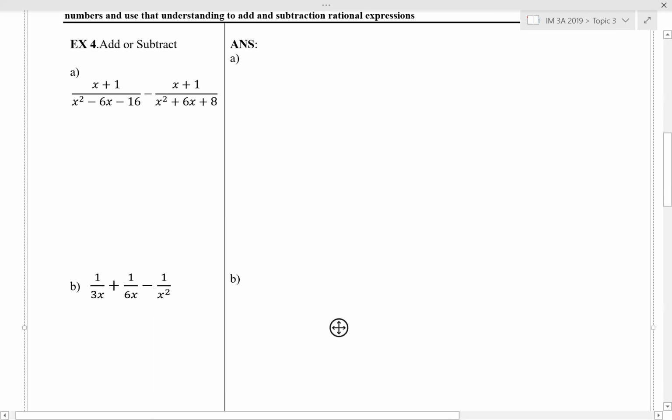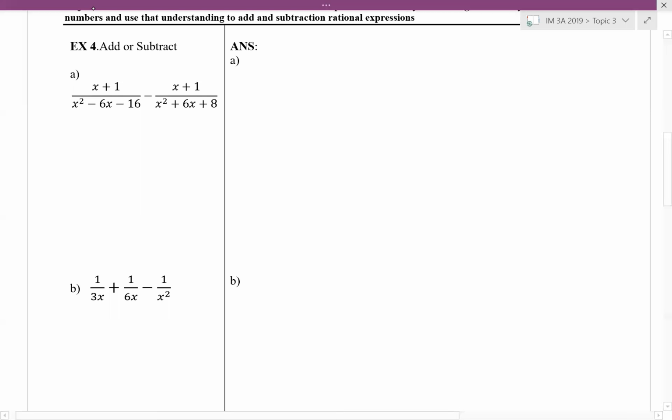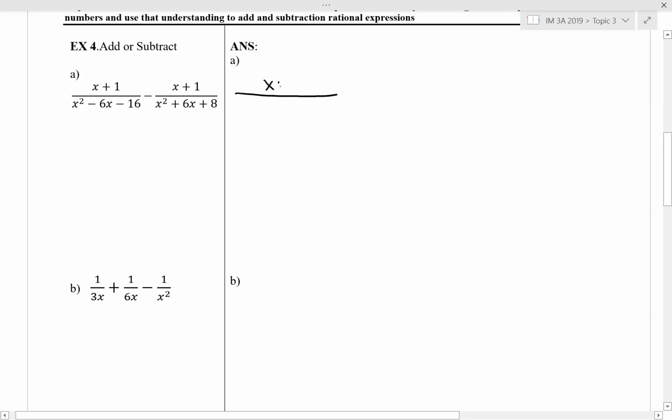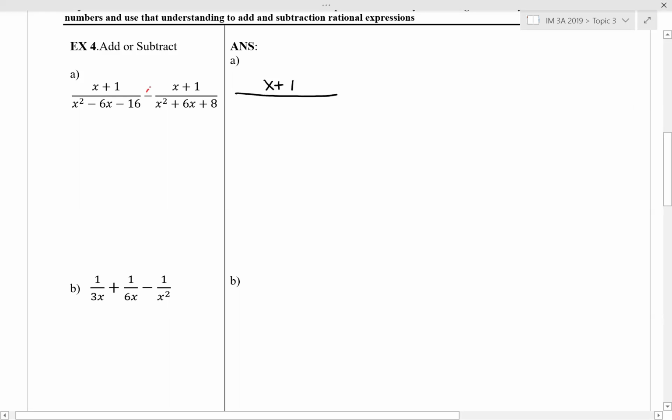So for this first example, we have x plus 1 over x squared minus 6x minus 16. And so our first step is always to change our subtraction into addition. So what I mean by that is that for my first fraction, my numerator is going to stay the same in this first step. For my second fraction, however, because I'm subtracting, I'm going to distribute my negative and turn this into addition. So that means that my second numerator is going to change into negative x minus 1.